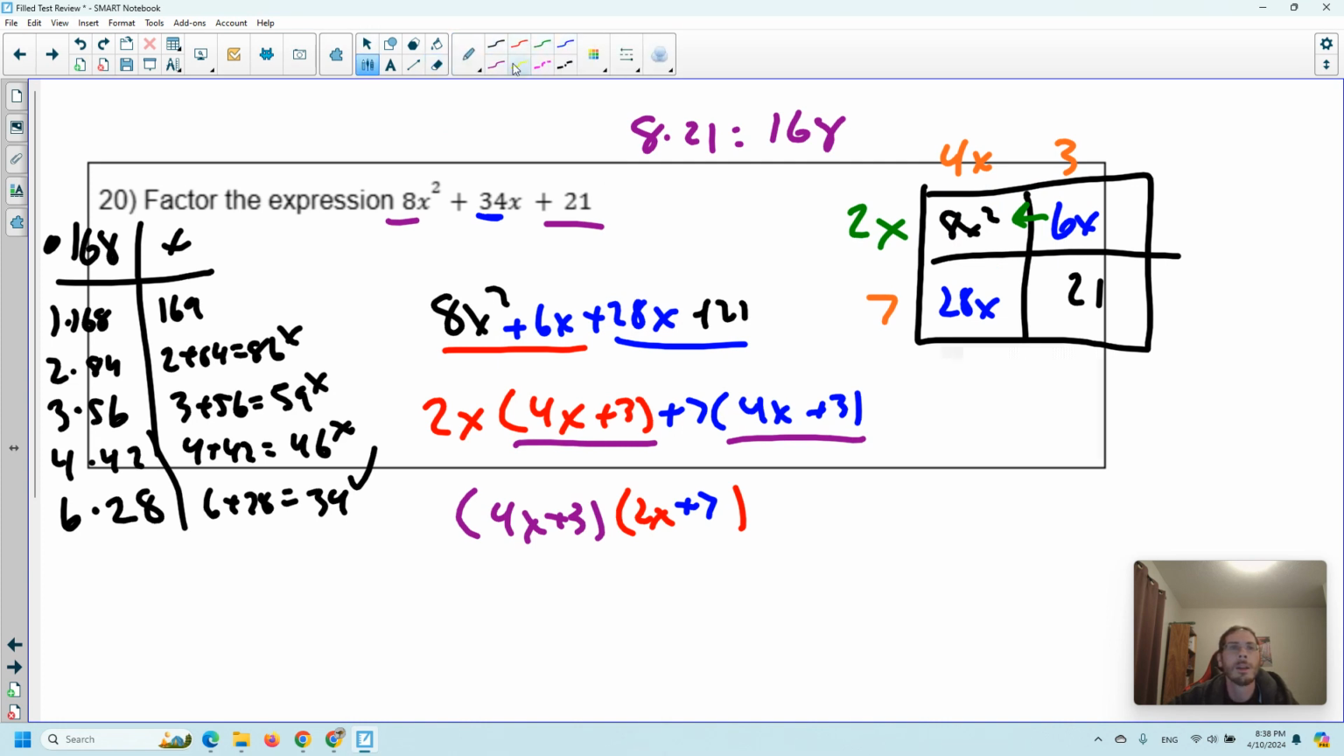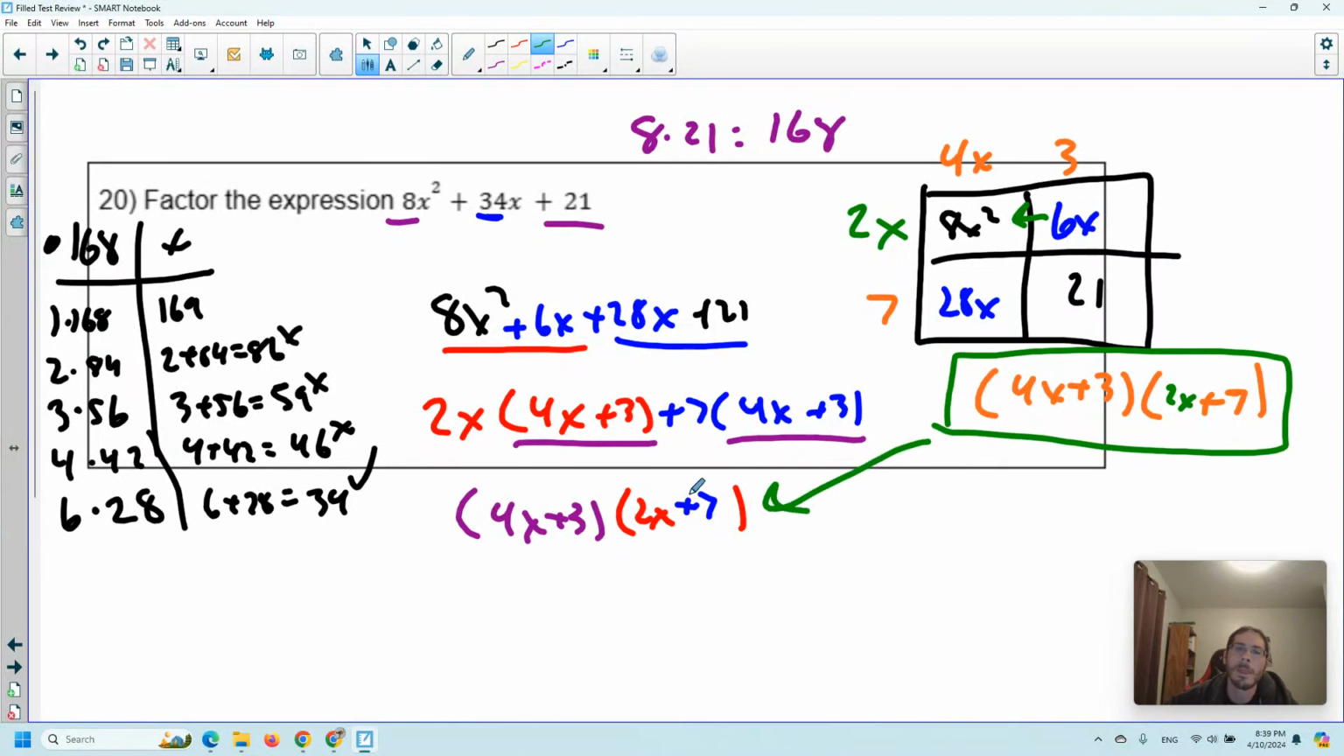Okay. Along the top, we got 4x plus 3. Along the side, we got a positive 7, and we got a 2x, and we got them to be the same. So there we go. So we got it.